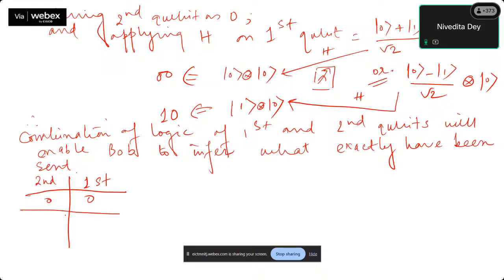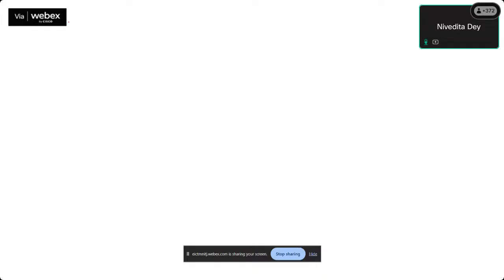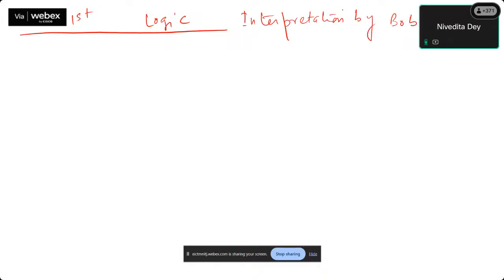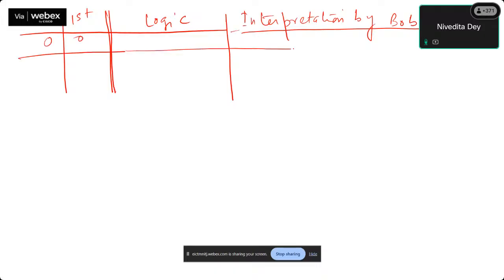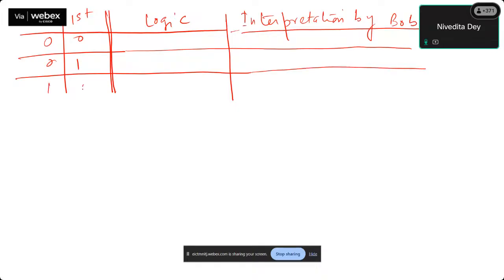So that can be either 0, 0 or 0, 1. Second qubit is 0, this thing I'm just writing together. Or it can be 1, 0. Or it can be 1, 1. And what logic can it be? So let me write here: second and first. And this is the logic, and this is the interpretation by Bob. So either it's 0, 0, or it's 0, 1, or it's 1, 0, or it can be 1, 1.